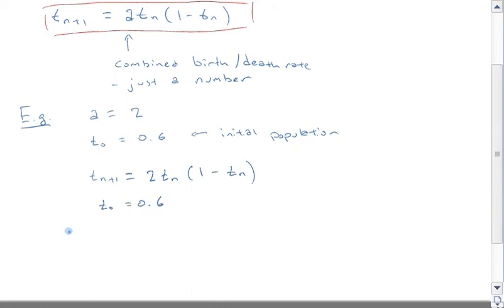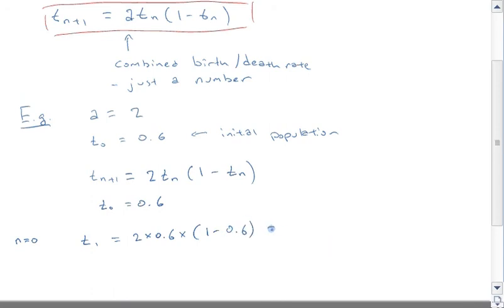Now what I want to start with is calculating T1, right? Because we know T0. So when n is equal to 0, Tn plus 1 is T0 plus 1, which is T1, and that is equal to 2 times T0, so that's 2 times 0.6 times 1 minus T0, which again is 0.6.